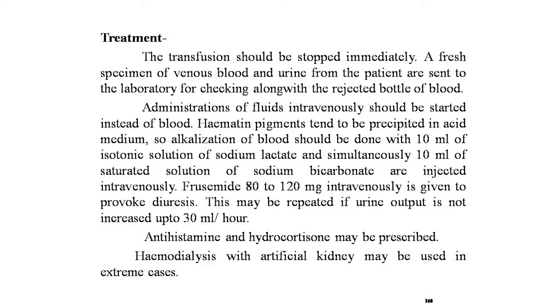Hematine pigments tend to be precipitated in the acid medium, so alkalization of the blood should be done with 10 ml of the isotonic solution of sodium lactate and simultaneously 10 ml of the saturated solution of the sodium bicarbonate are injected intravenously. Furosemide 80 to 120 mg intravenously is given to provoke diuresis. This may be repeated if urine output is not increased up to 30 ml per hour. Antihistamine and hydrocortisone may be prescribed. Hemodialysis with artificial kidney may be used in extreme cases.